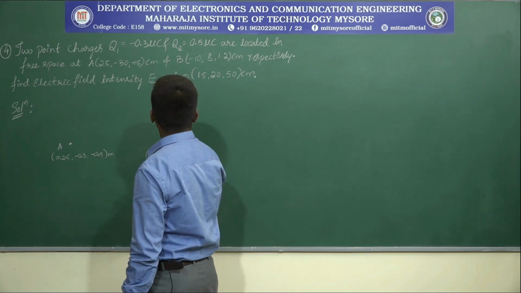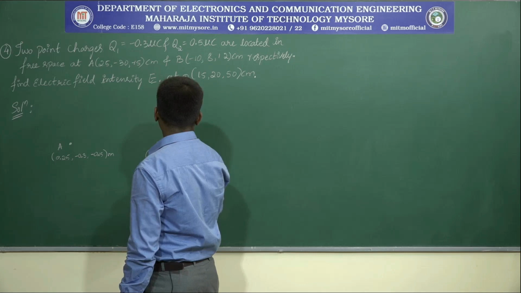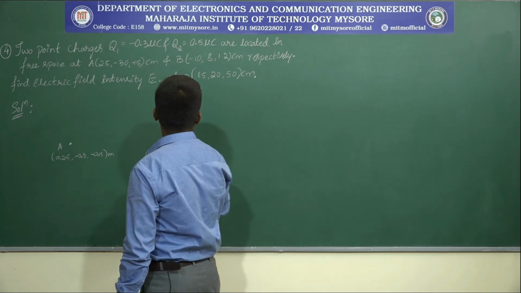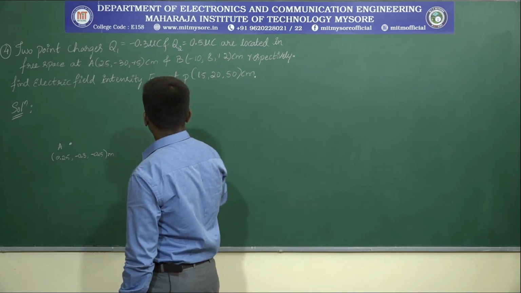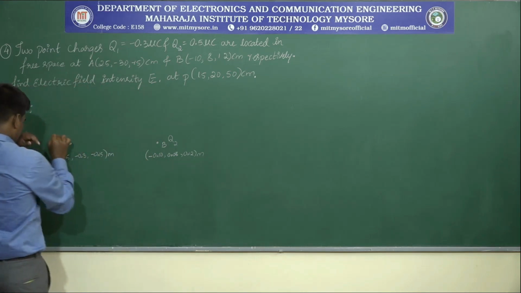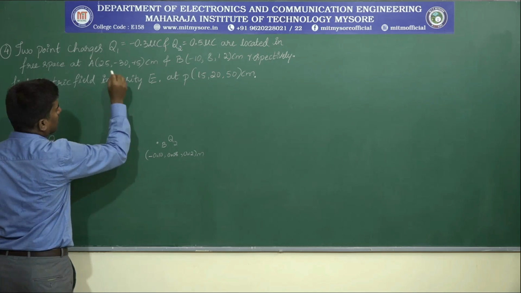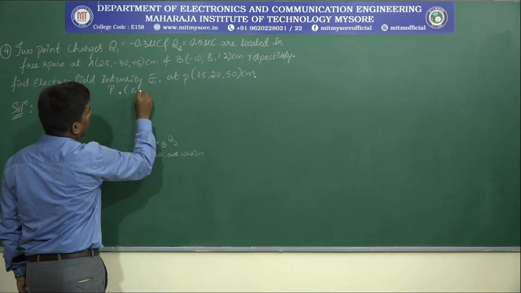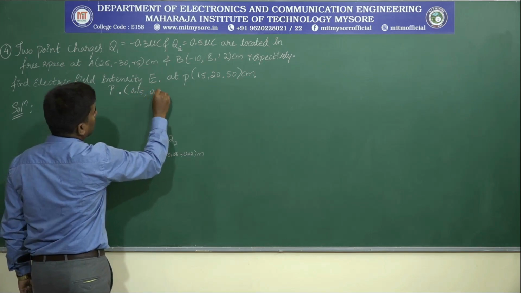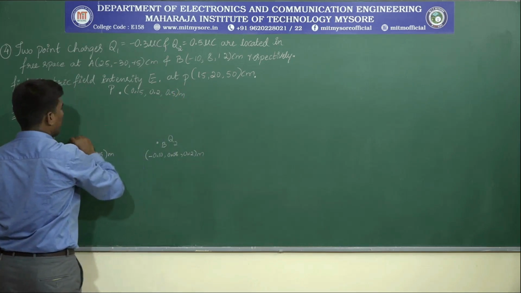Then coming to point B, that is minus 0.10 comma 0.08 comma 0.12. This is the coordinate in terms of meter. At point B, charge Q2 is present. At point A, charge Q1 is present. We need to calculate the electric field intensity at point P, which is at the coordinate 0.15 meter, 0.2 and 0.5. These are in terms of meter.